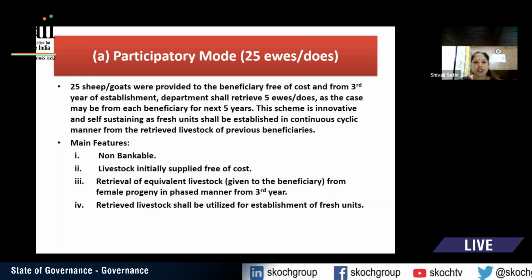The main features of the scheme are that it is non-bankable, and the livestock is supplied totally free of cost. And the department retrieves the livestock, 5 ewes and does each year from the third year of establishment of the units. And the retrieved livestock is used for establishment of fresh units.